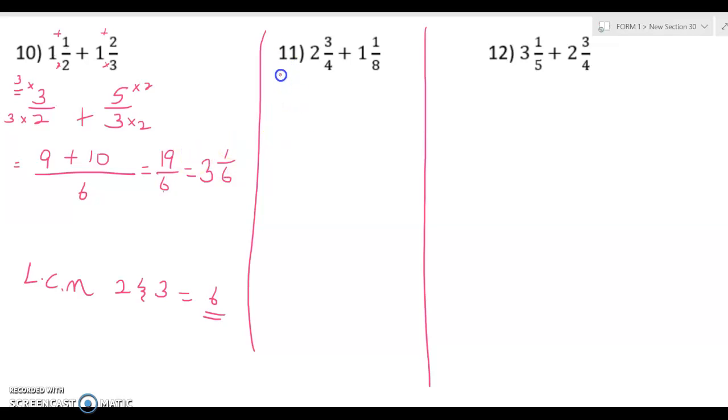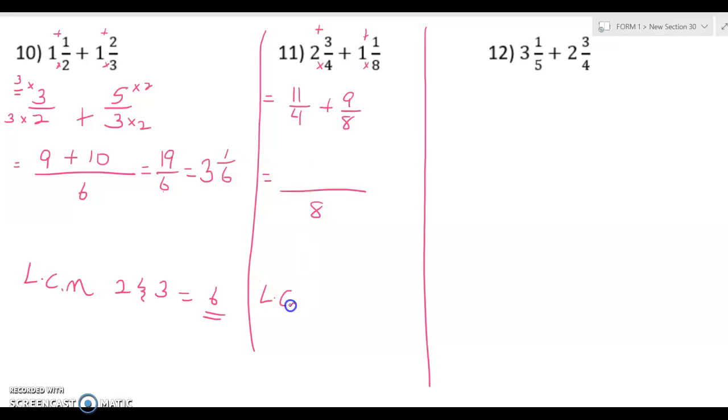Alright, number 11, 2 and 3/4 plus 1 and 1/8. Let's change it to improper fractions. So 2 times 4 is 8, plus 3, that's 11 over 4, plus 1 and 1/8, 1 times 8 plus 1 is 9 over 8. We already know the common denominator is 8. We worked that out before.